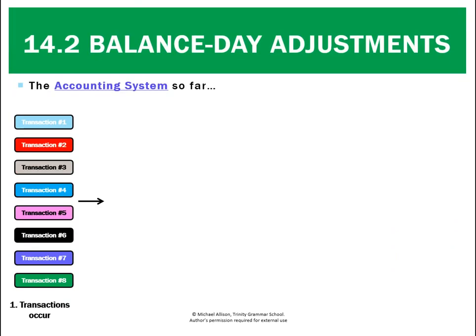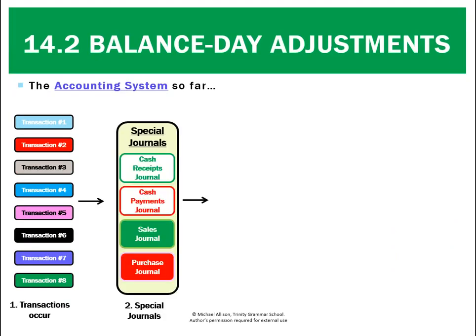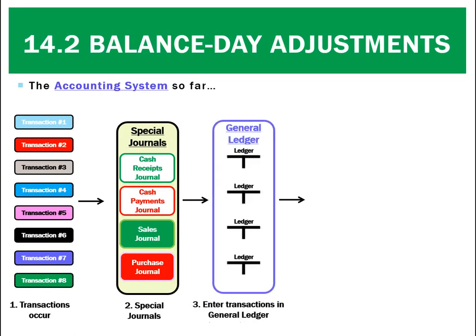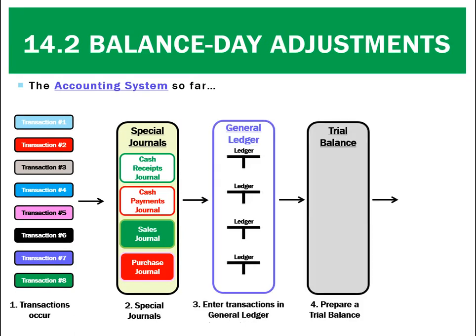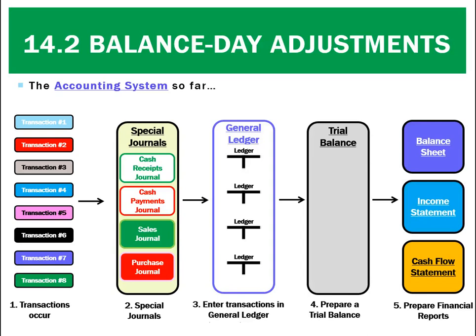So, looking at our accounting system so far, we've got our transactions, which are recorded in special journals. These are then posted to the general ledger. We then prepare a trial balance, and so far we've learned that we prepare 3 reports called the balance sheet, the income statement, and the cash flow statement.